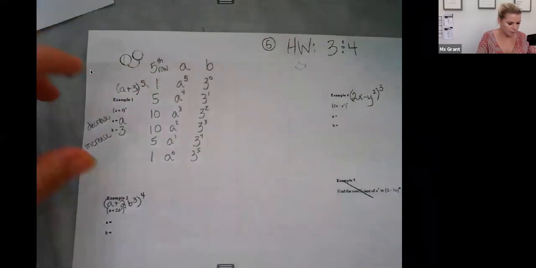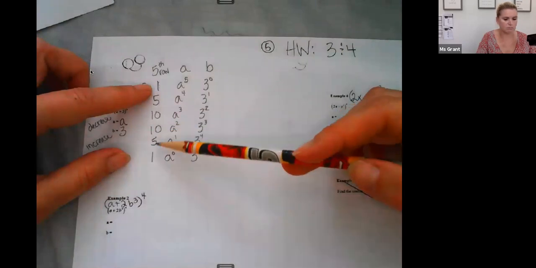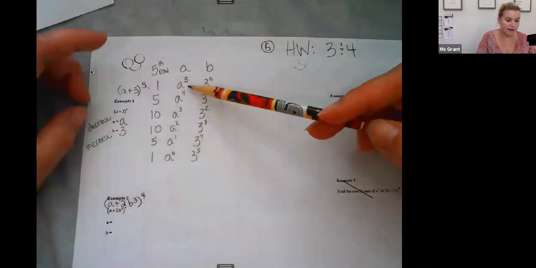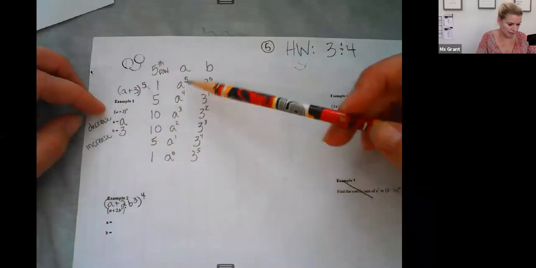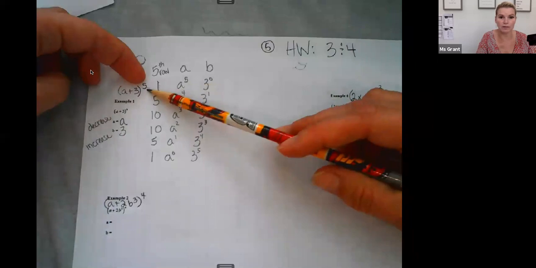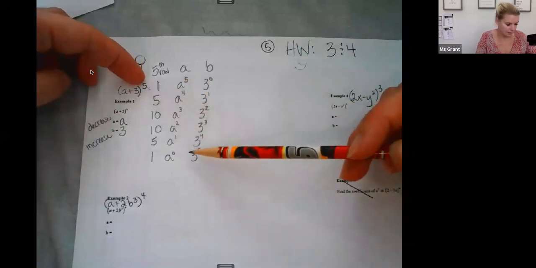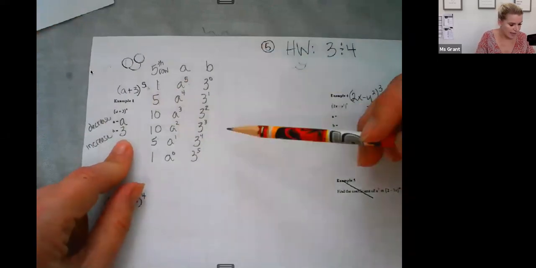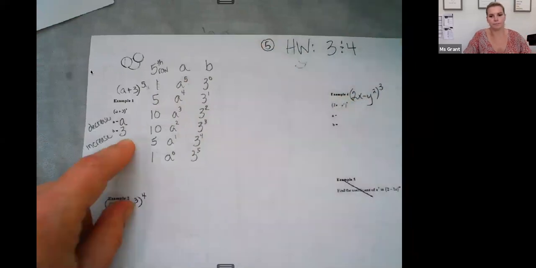So now the Pascal's triangle gave me part of the coefficient. The A's, whatever number's in the first position of the parentheses, have exponents starting at whatever I'm looking for, the 5th power, going down. 5, 4, 3, 2, 1, 0. My B value was a 3, and that increased 0, 1, 2, 3, 4, 5.